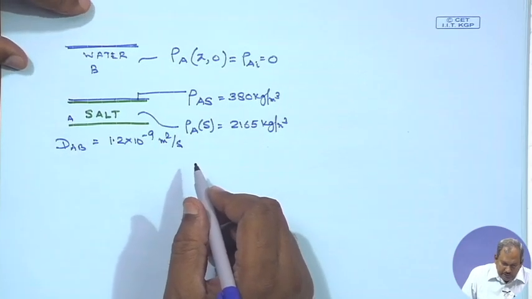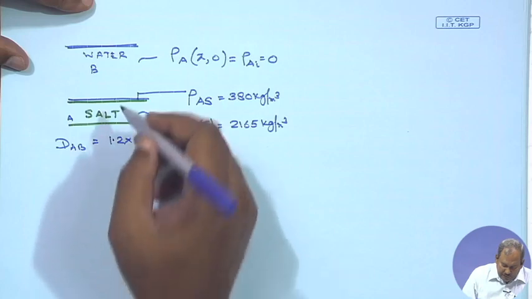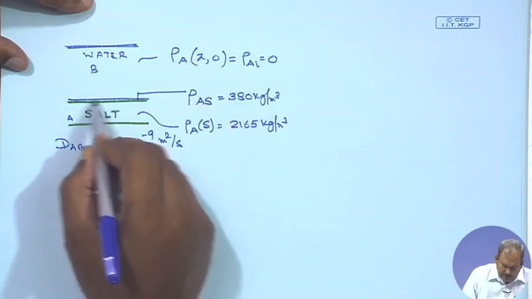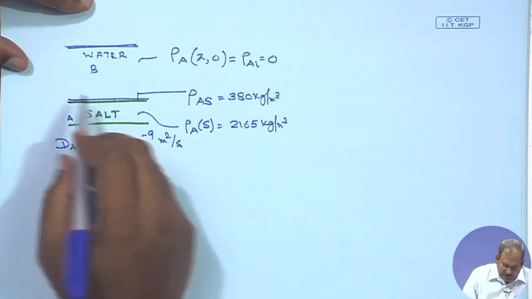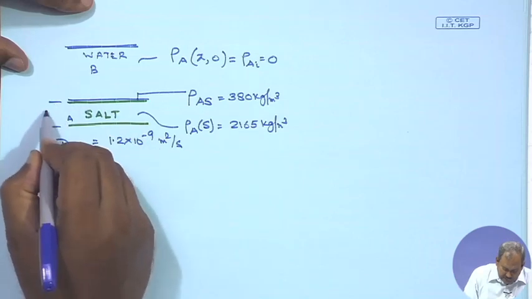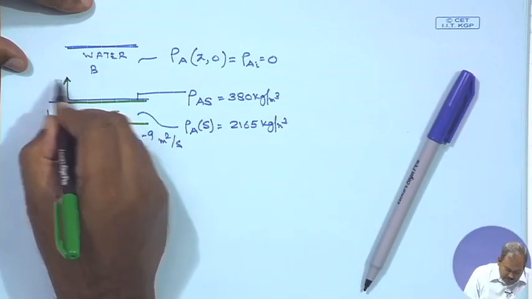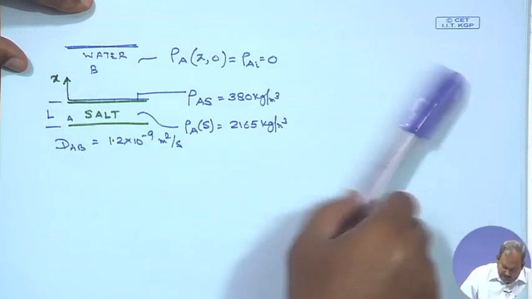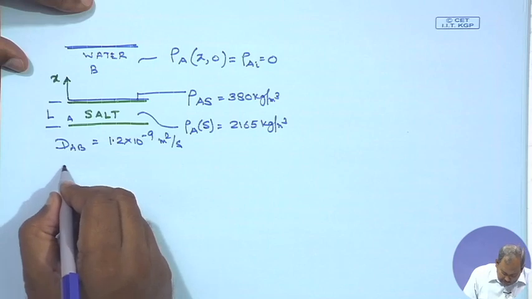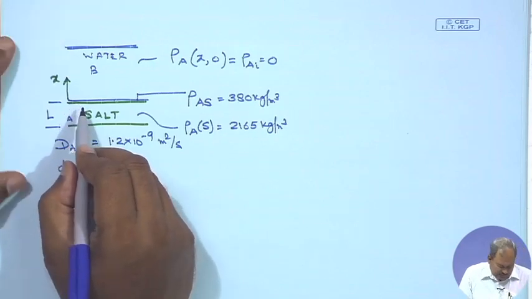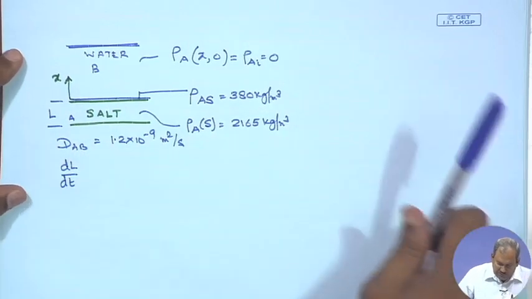Okay. And what you have to find out is how the concentration of salt varies in water and what is the rate of recession. So, initially the thickness is L. We will assume that this is my x direction, and I would like to find out what is the recession rate, that is dL/dt. How does the thickness of the salt slab change with time?